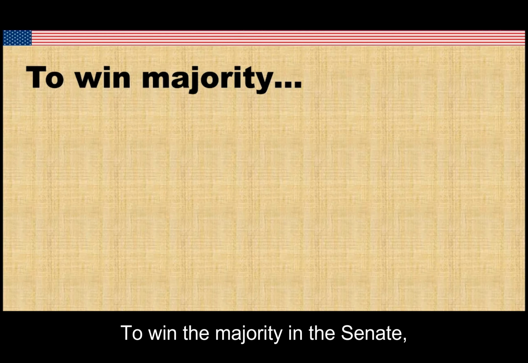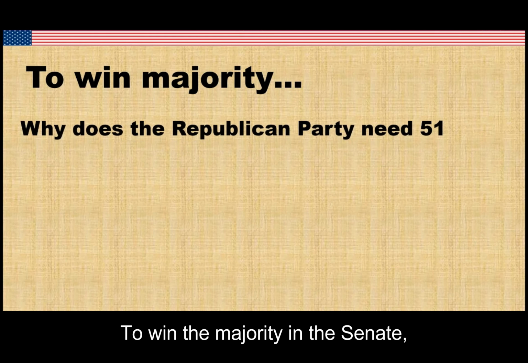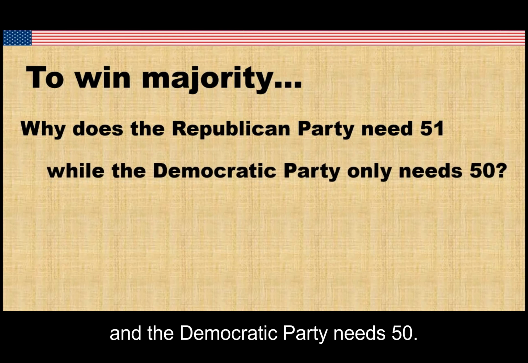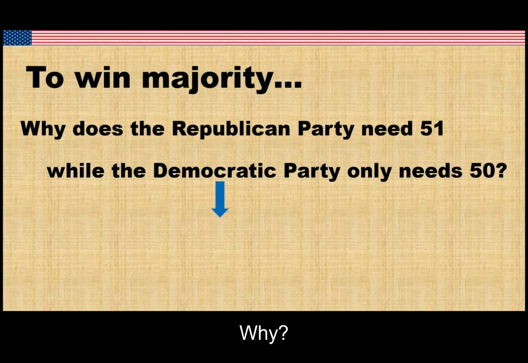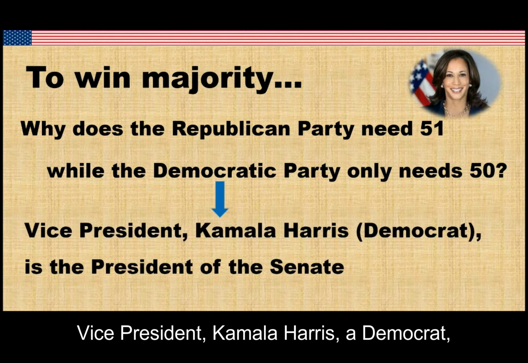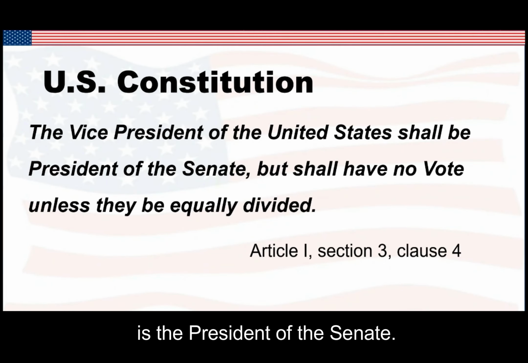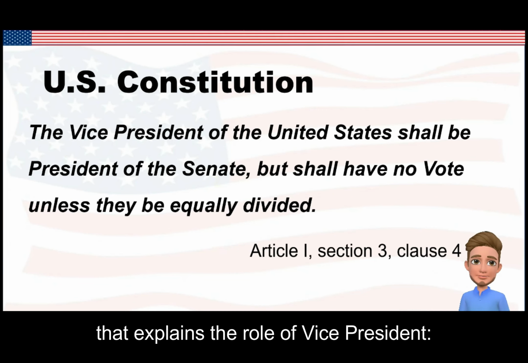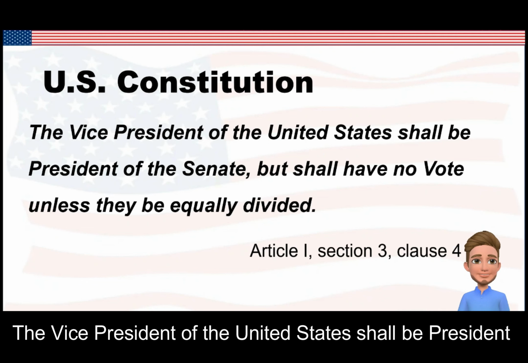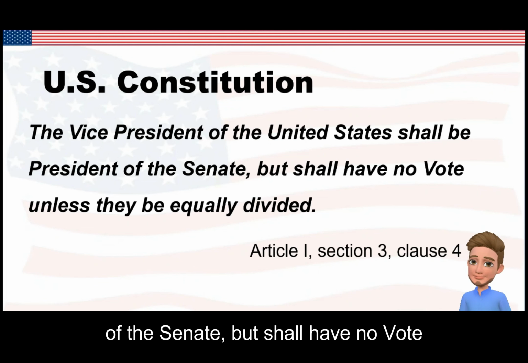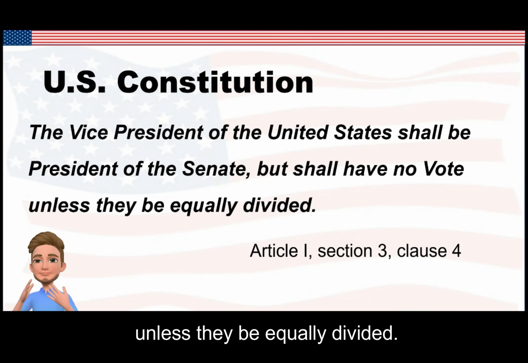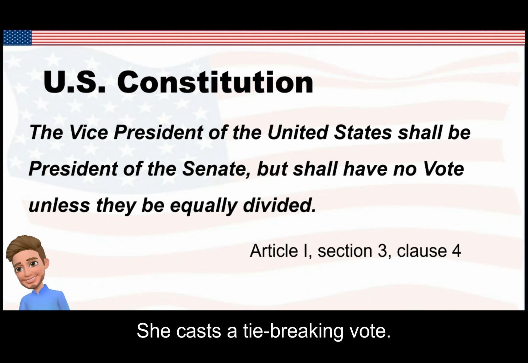To win the majority in the Senate, the Republican Party needs 51 and the Democratic Party needs 50. Why? Vice President Kamala Harris, a Democrat, is the President of the Senate. Again, here is the Constitution, the part that explains the role of Vice President. The Vice President of the United States shall be President of the Senate, but shall have no vote unless they be equally divided. She casts a tie-breaking vote.